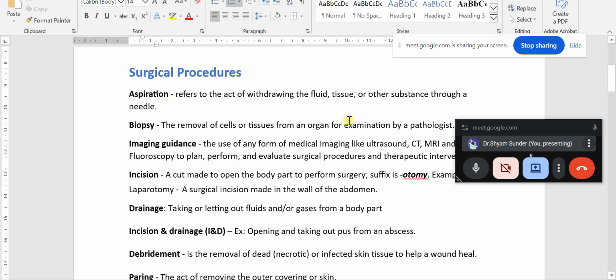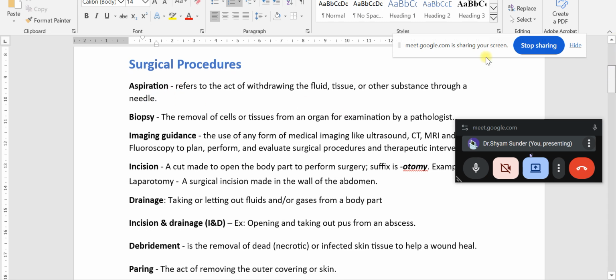That's the only difference. So what I'm trying to say is, you must know the list of the basic surgical procedures plus the definitions. Very important. So let us go through these techniques. Aspiration.